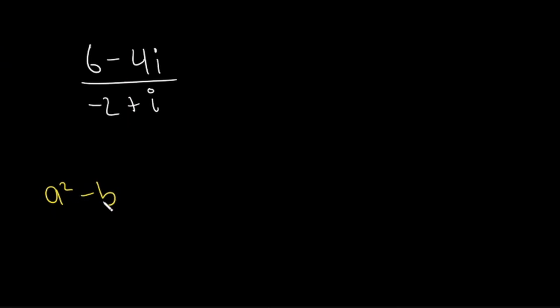Finally, let's do some division. 6 minus 4i divided by negative 2 plus i. So we need to get rid of this denominator here. And we can do that by using something called a conjugate. You may remember the difference of squares. a squared minus b squared is equal to a plus b times a minus b. So this is the only case where you can multiply two binomials and not have a middle term.